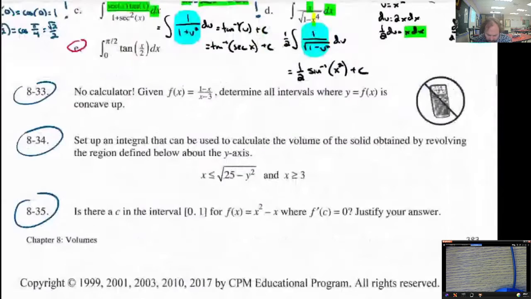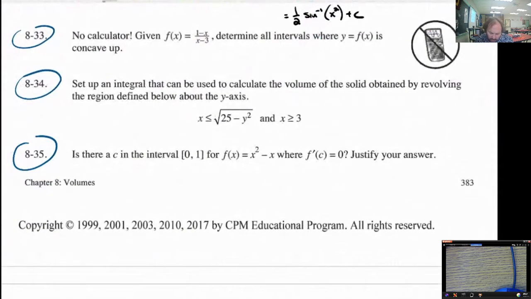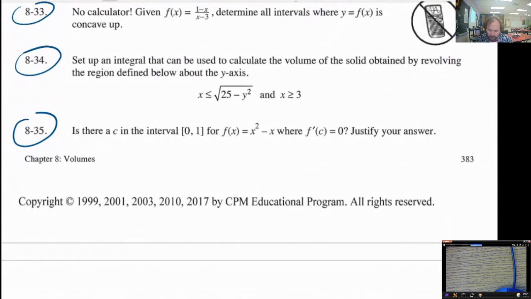833. Again, we have a no calculator challenge. Given that function there, we're going to determine all the values where f of x is concave up. Translation there, we're going to find all the places where f double prime of x is greater than 0. So this is the same challenge, and we've seen this a bunch of times this year, is that if you're looking for concavity to be up, you're looking for the second derivative to be positive.